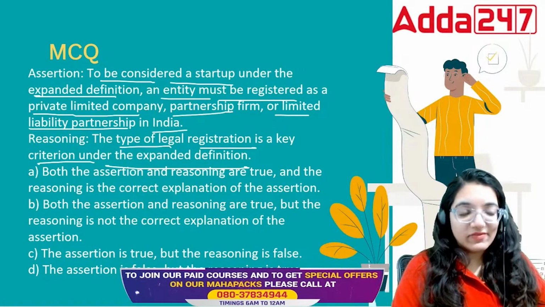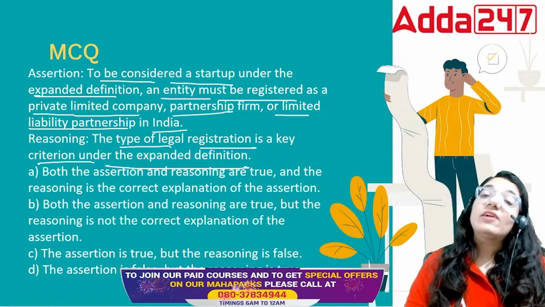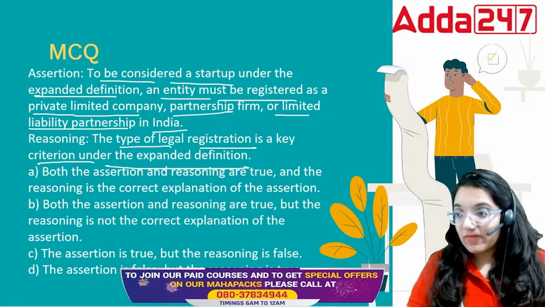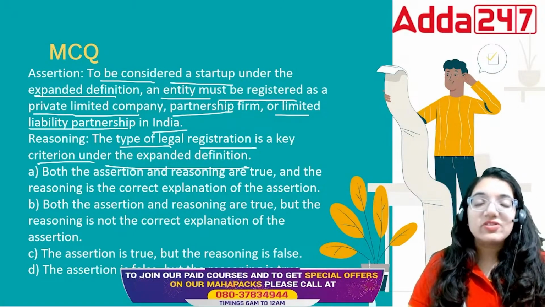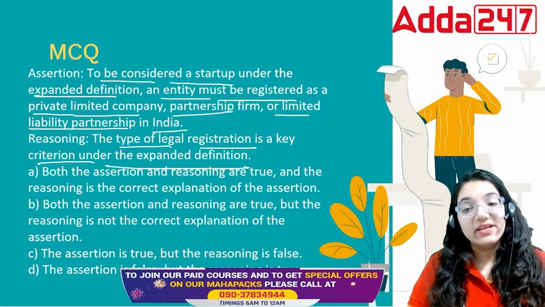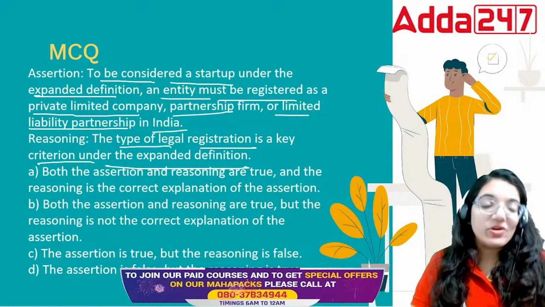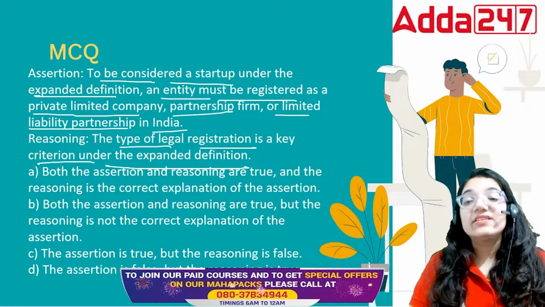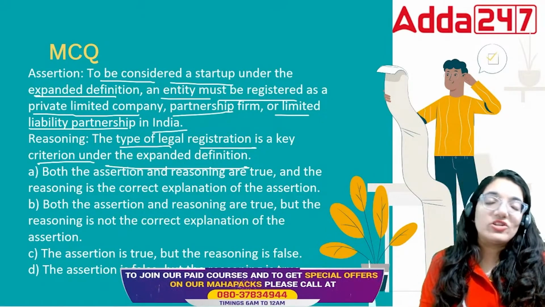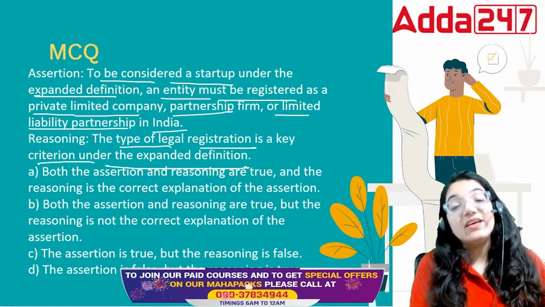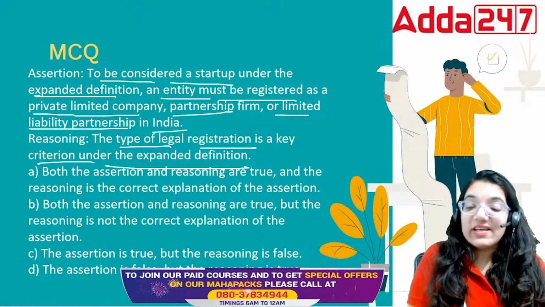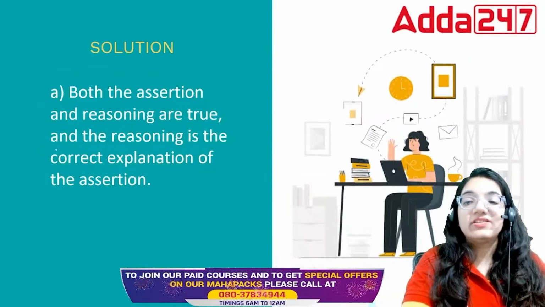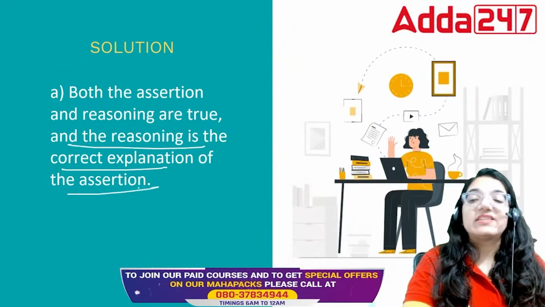To provide benefits, it is essential on the part of that organization that it exists in the law, right? They should have a PAN number on the basis of which the existence can be proved. So, in this case, the first point is definitely correct. And the second is that the type of legal registration is basically a criterion of the expanded definition. It was not specified in the initial one. So, in the expanded one, they did. So, in this case, I can say the answer is both. The assertion and the reasoning are true, and the reasoning is an explanation of the assertion.